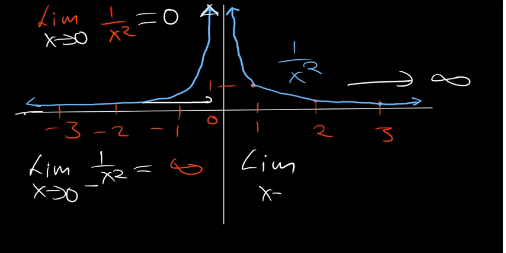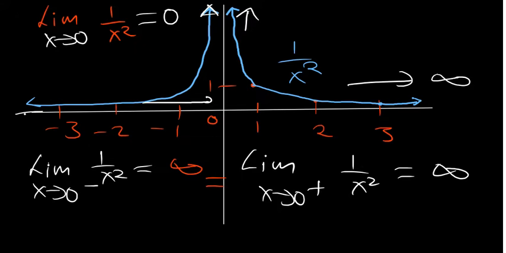So x approaching 0 from the positive side, what do you think? It's still infinity as well. So in this case, these two are the same. Since they are equal, it tells us that the limit as x approaches 0 does exist and it's infinity. Okay, so whenever the negative and the positive directions agree, you are confident that the limit does exist. Which we've seen in this case. This is very, very important.